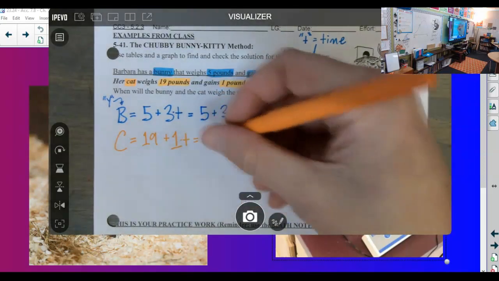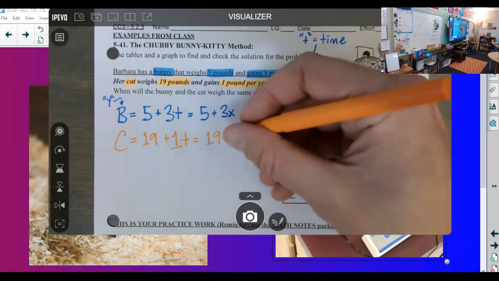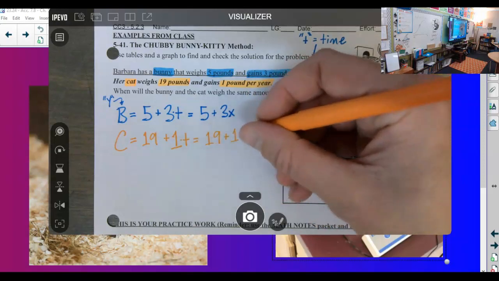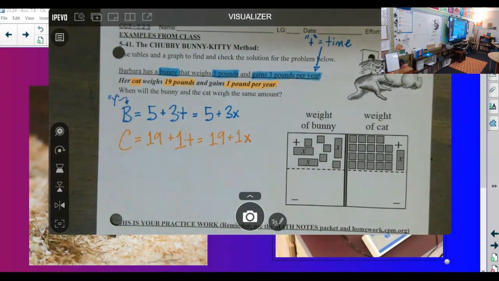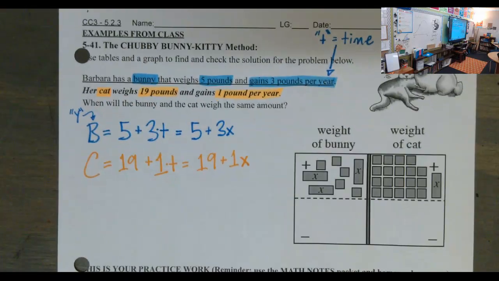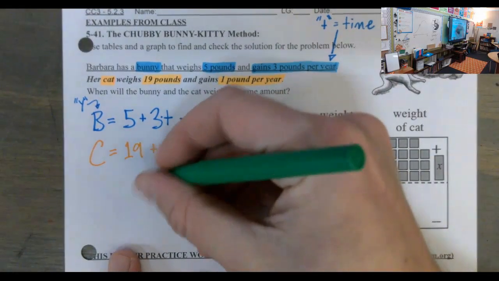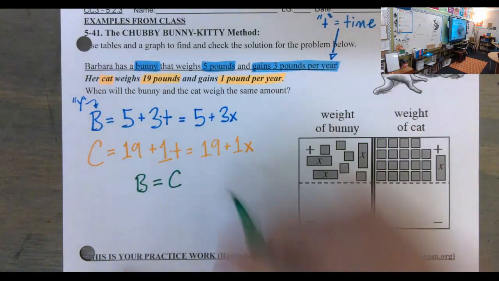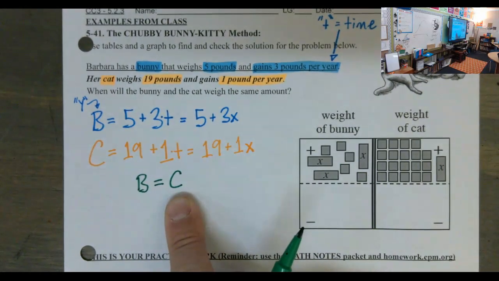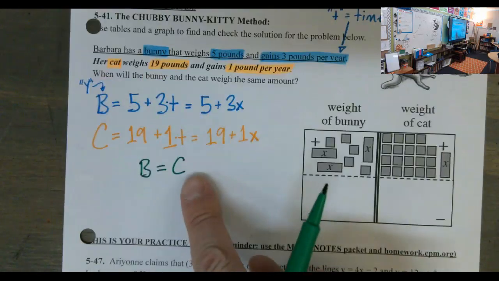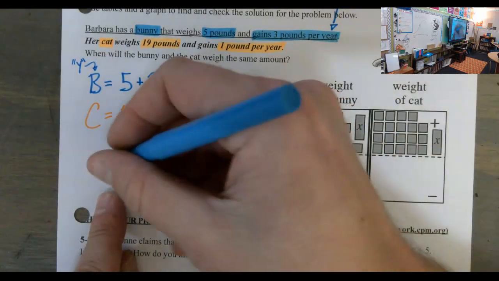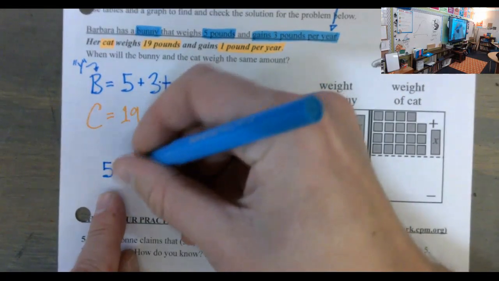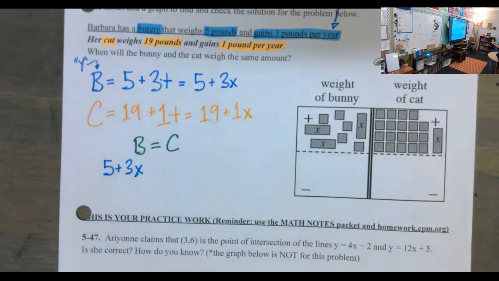Now wait, what are we trying to solve? When these two animals will be the same, or mathematically we would say when these two animals will be equal. So guys, we want to set up B equal to C. So we're going to fill in our equation for B, we're going to fill in our equation for C, and then we're going to algebra. Just do the algebra.